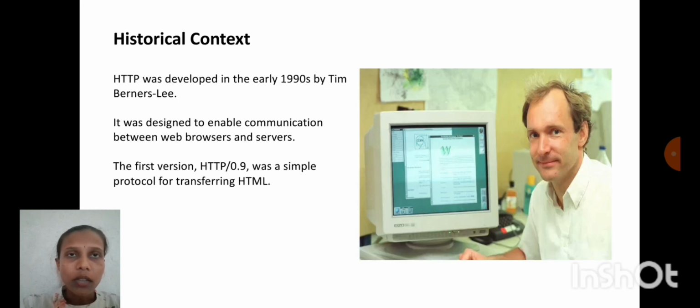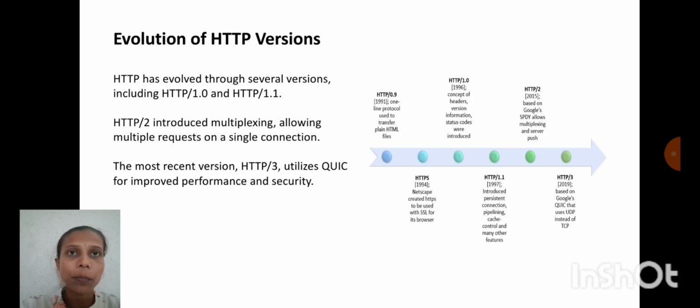Historical context. HTTP was developed in the early 1990s by Tim Berners-Lee. It was designed to enable communication between web browser and server. The first version, HTTP/0.9, was a simple protocol for transferring HTML.